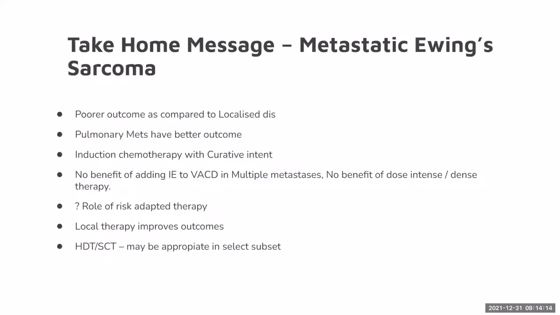For metastatic patients, the take-home message is there is no benefit of adding ifosfamide-etoposide to VAC. However, still most institutes continue to use VAC with IE if there is initial response to therapy. There is something which we commonly follow as scientific evidence, but here nobody wants to follow. Everybody still uses it: if there is a good initial response to VAC, then they add ifosfamide-etoposide to the regimen, after seeing the initial response.